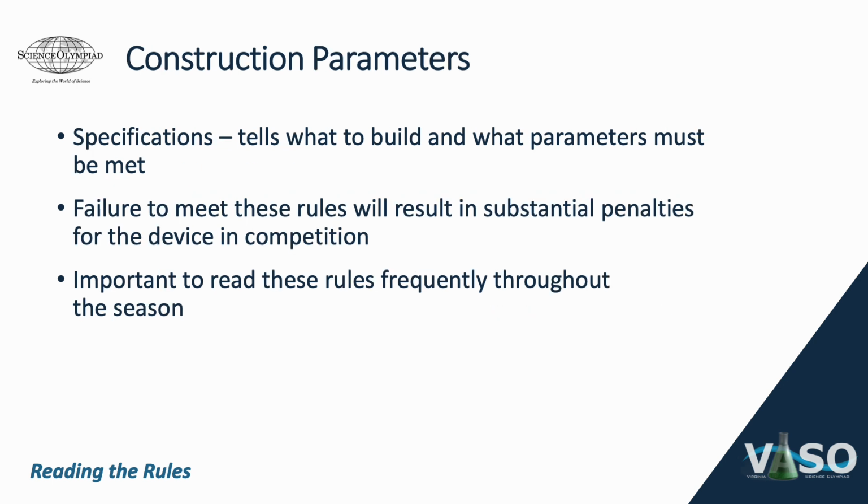The construction parameters in a building event is one of the most important sections in the rules. It is the specs. It tells what to build and what parameters must be met. The failure to meet these rules will result in substantial penalties for the device in competition. So it's really important to read these rules frequently throughout the season. So not just once, but many times, because every time you read them, you'll find new nuances and things you didn't quite remember correctly.